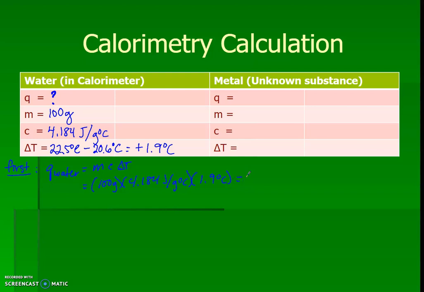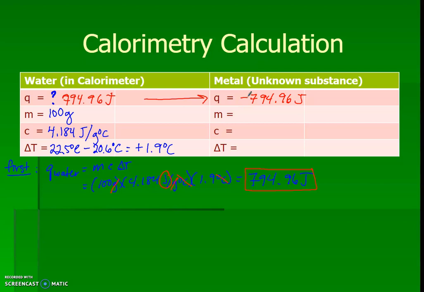I'm going to plug that all into my calculator, and I get a Q of 794.96 joules. We get our grams and grams to cancel out, Celsius and Celsius to cancel out, leaving just our joules right where they are. This is how much energy our water in our calorimeter gained. So this is exactly how much the metal lost, but it's negative 794.96. The negative sign shows that it was lost.